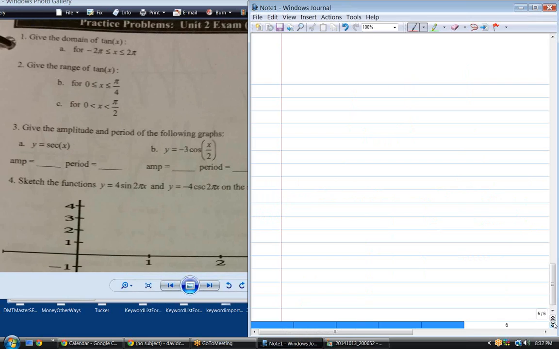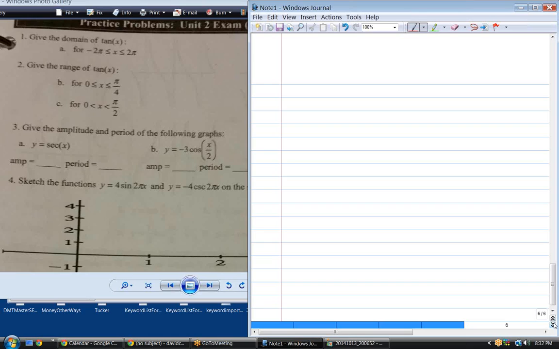Same thing, same question? We just did this question, and we had to give the domain of tan x. What was it? Domain of tangent is all reals except for odd multiples of pi over 2.